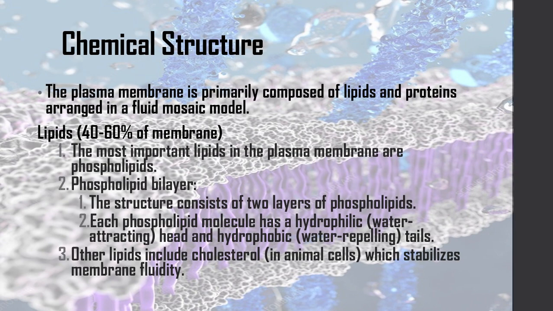Chemical structure. The plasma membrane is primarily composed of lipids and proteins arranged in a fluid mosaic model. Lipids, 40 to 60% of membrane. The most important lipids in the plasma membrane are phospholipids. Phospholipid bilayer. The structure consists of two layers of phospholipids. Each phospholipid molecule has a hydrophilic, water-attracting, head and hydrophobic, water-repelling, tails. Other lipids include cholesterol, in animal cells, which stabilizes membrane fluidity.